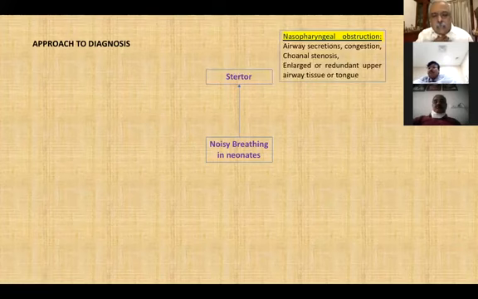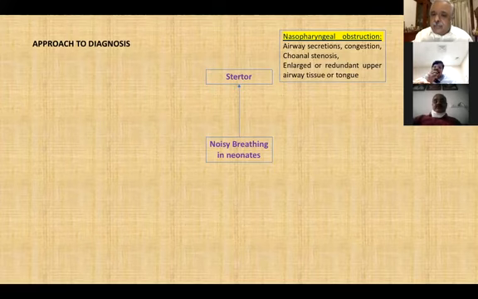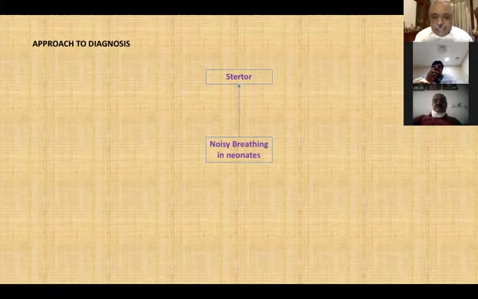So when you have a baby who's breathing with a noise, it could be a snuffle. Typically, the sound is like that, as you can hear. That is probably coming from the pharyngeal area above the larynx. And it could also be due to nasopharyngeal obstruction. You have to look at causes there.